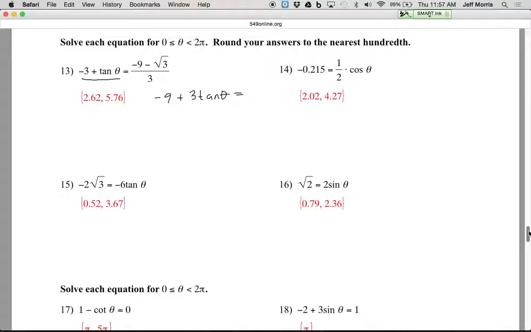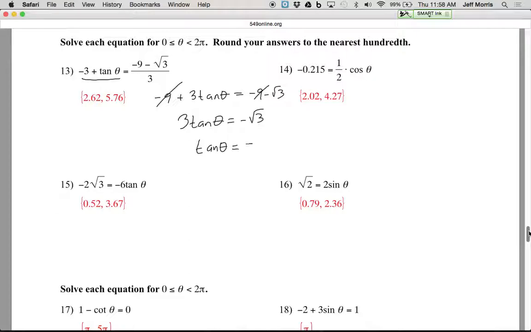I love it. All right, 3 tangent. What happens here on the other side? The 3 just cancels. So you got -9 minus root 3. What happens to the -9s? You can drop those babies off. All right, 3 tangent theta is equal to negative root 3. What do you do now? Divide by 3.